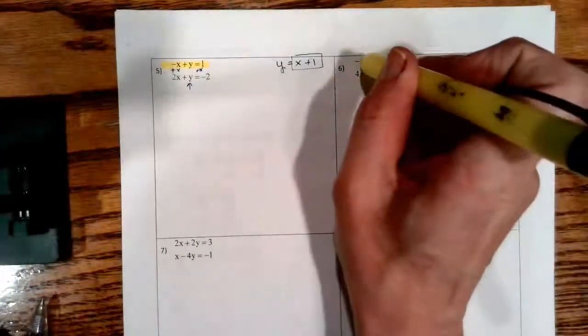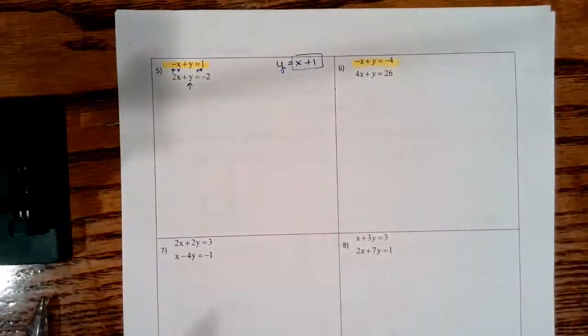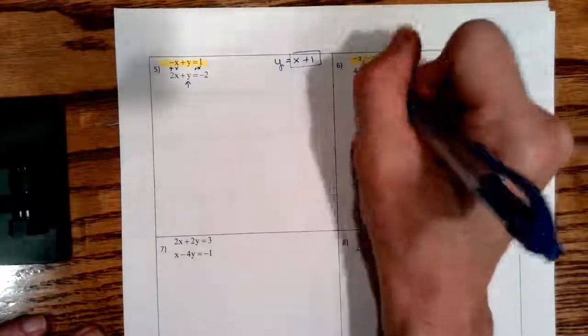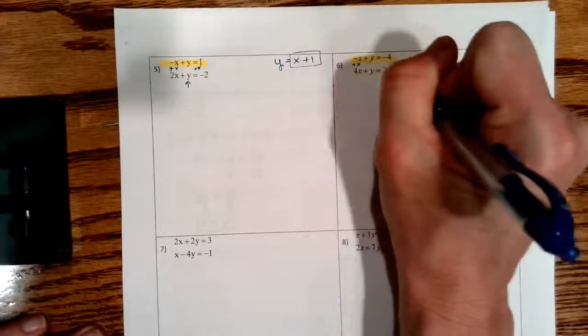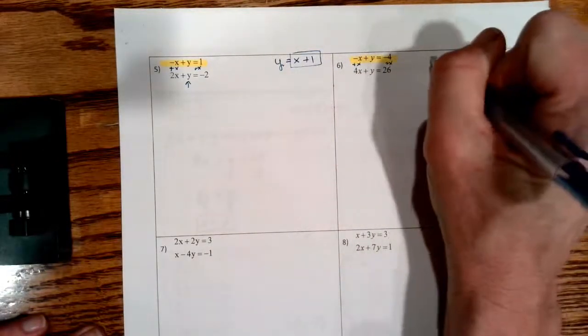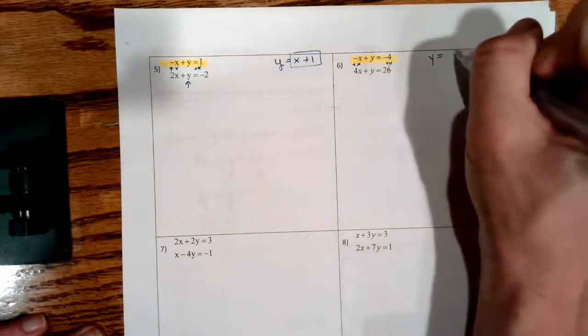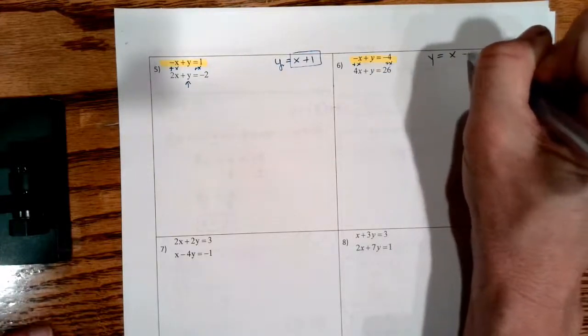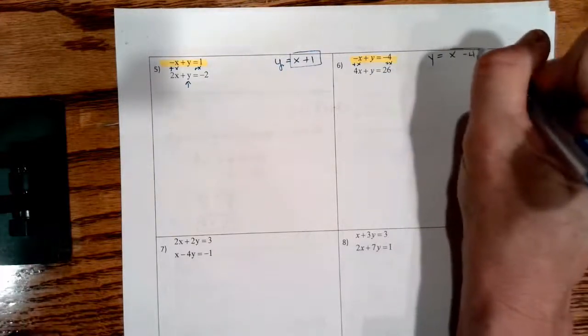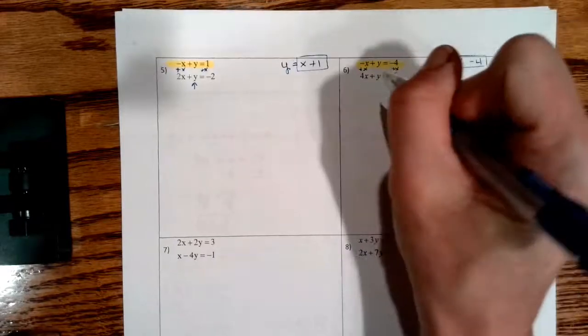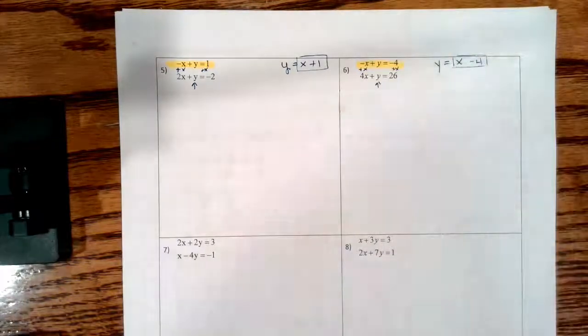In this equation, this would be the easier equation to work with, because by adding x to each side, I would get y is equal to positive x minus 4. That's easy for me to substitute this in for this y.